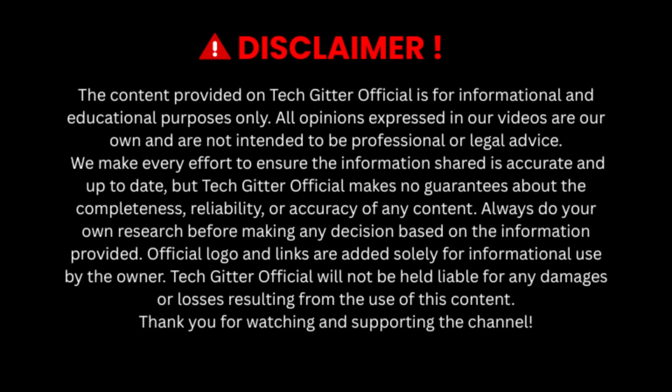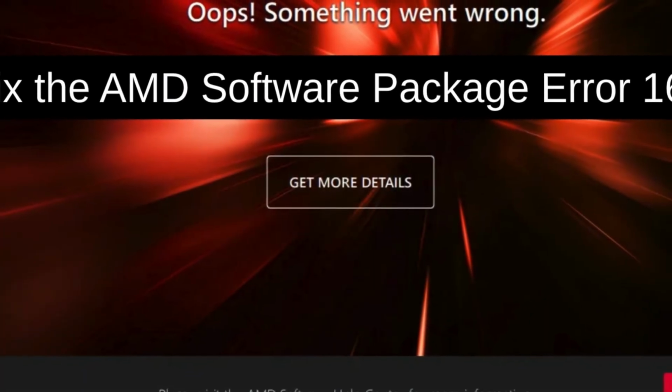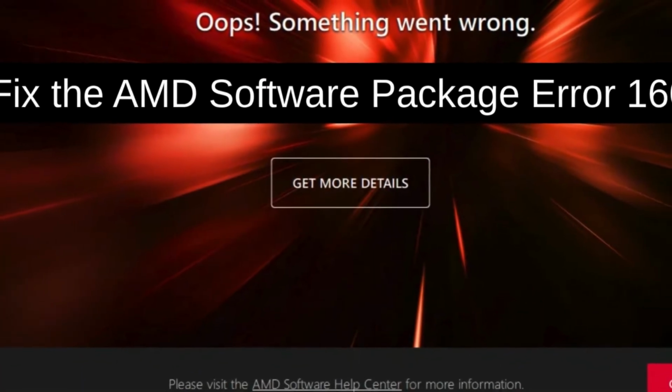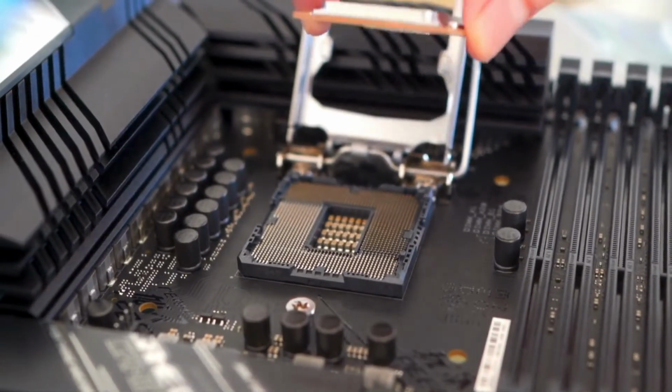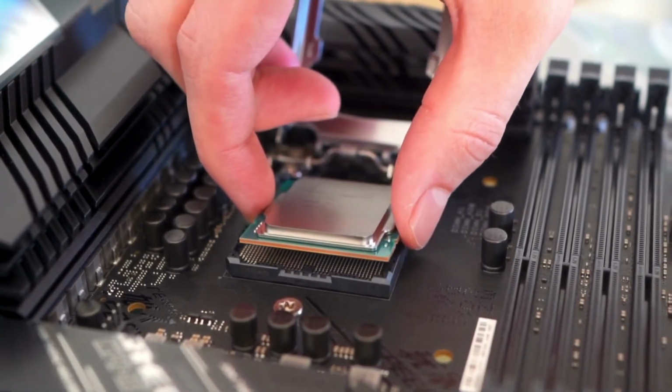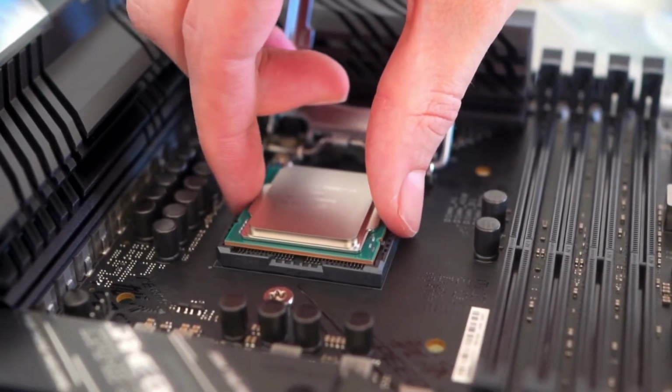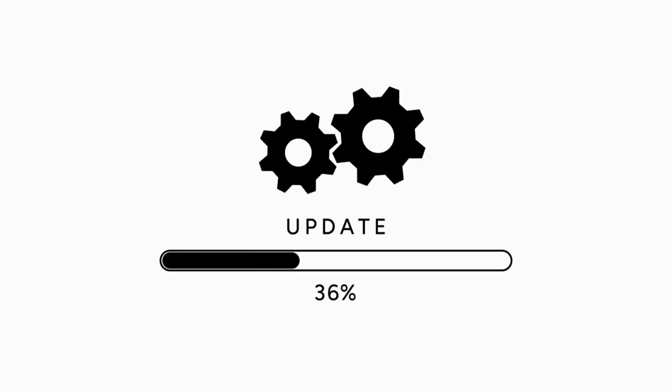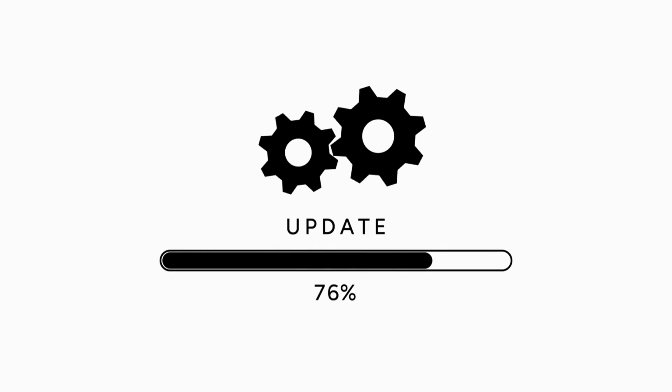In today's video, I'll show you how to fix the AMD Software Package Error 1603 that says, a general error has occurred during the installation of the AMD software package. This should be a pretty straightforward process, so let's jump right into it.